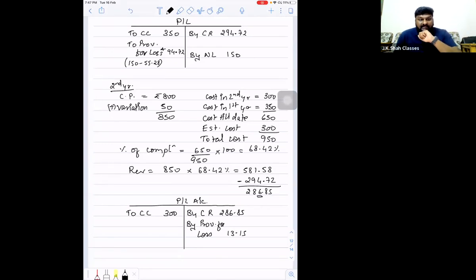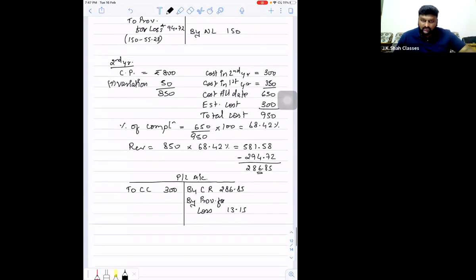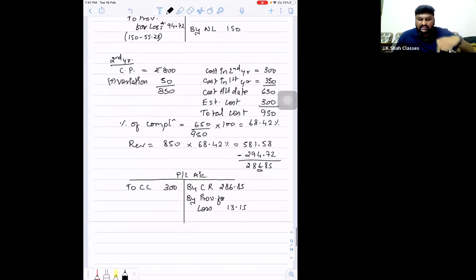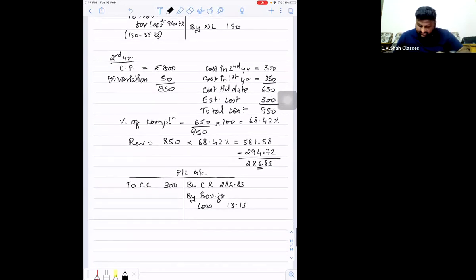Now people will be wondering, sir, my revenue increased by 50 rupees, so my overall loss will also come down by 50, right? So the overall loss has to come down by 50. That will come down, but the adjustment will be done in the third year. Because you cannot record the profit in the second year, because you are in an overall loss. So when you are in an overall loss, in the second year profits will not be recognized. That is why I've just adjusted 13.15 in the provision.